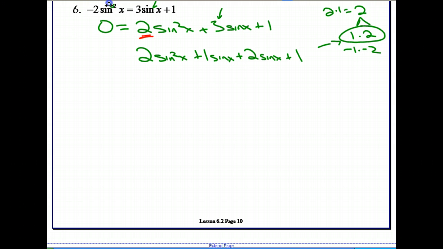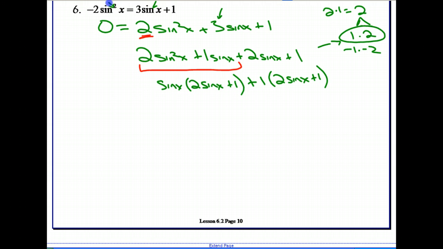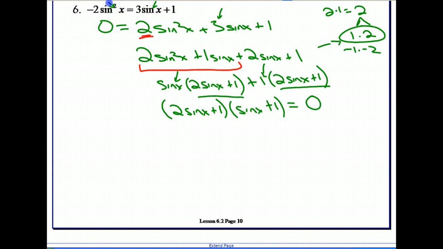Look at the first two terms. What do they have in common? They've got a sine of x in common. Factor it out. So sine of x times 2 sine x plus 1. What do the last two have in common? Nothing. So bring out a 1. I get 2 sine x plus 1. Now notice they both have 2 sine x plus 1 in common. Pull that out in front. 2 sine x plus 1. What was left? Sine x here. 1 here. And that whole thing equals 0.